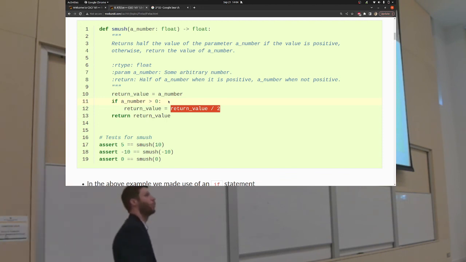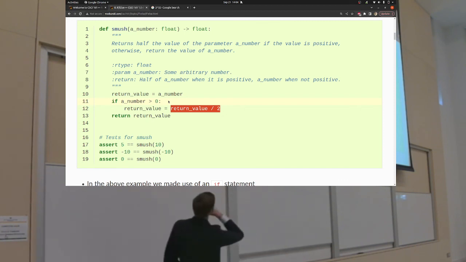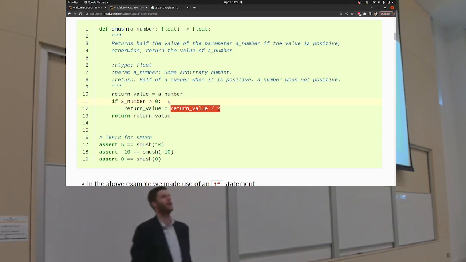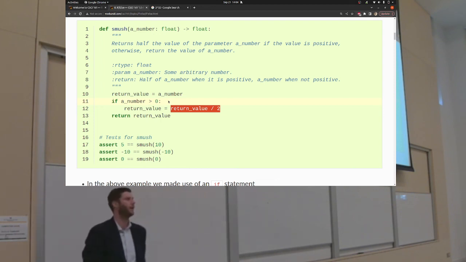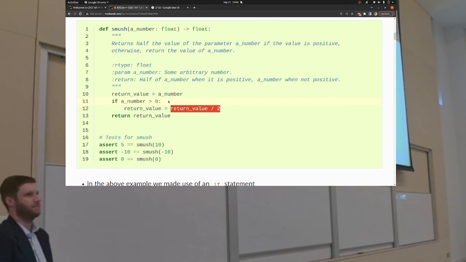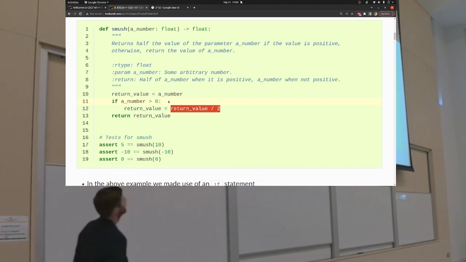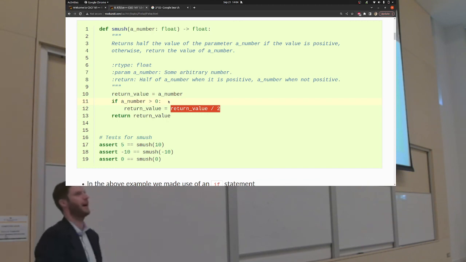Great. What happens if I put in negative 10? All right. A number is negative 10. First line of code, return value equals a number. So what value does return value have? Wake up, people. Let's try one more time. Negative 10. A number stores negative 10. First line of code in there, return value equals a number. What value does return value have? All right, we'll end today.